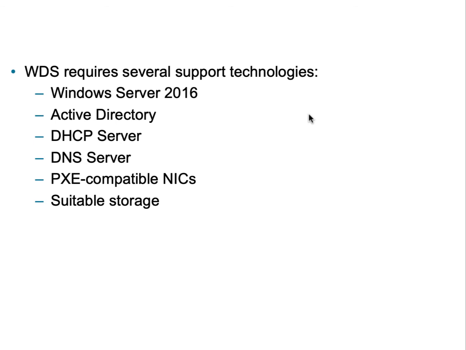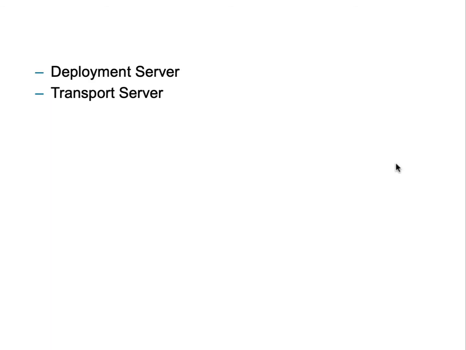Suitable storage. An NTFS volume with enough free space for storing boot and installation images is also required. You can install WDS like most Windows Server roles by using Server Manager or PowerShell. The real work begins after the role is installed. WDS is a complex server role and has numerous configuration options and associated tasks.